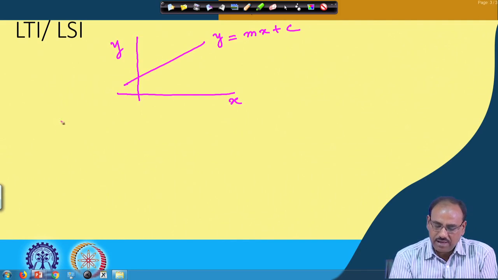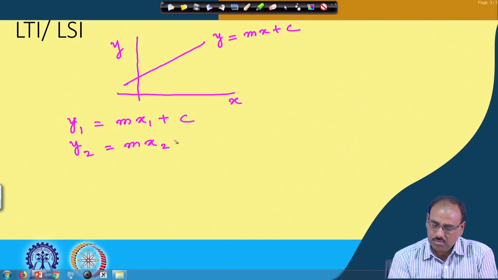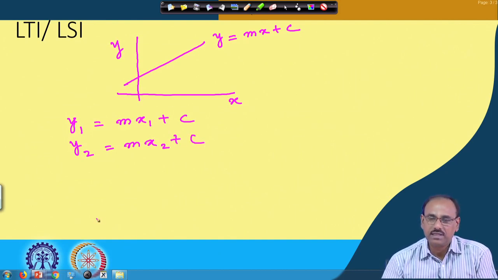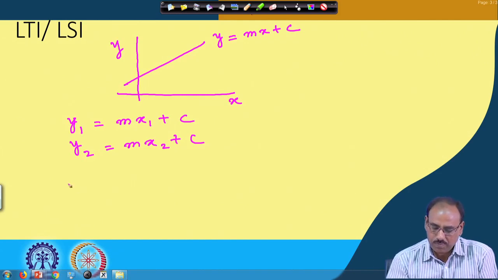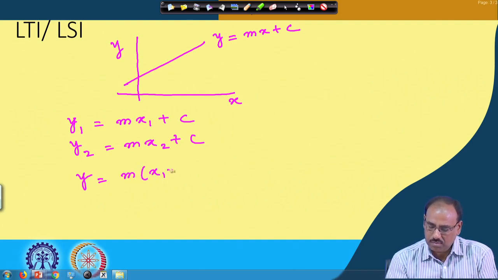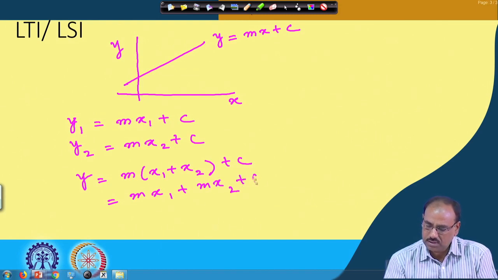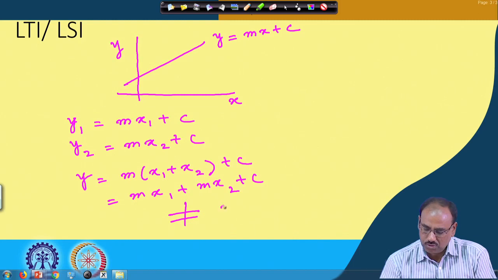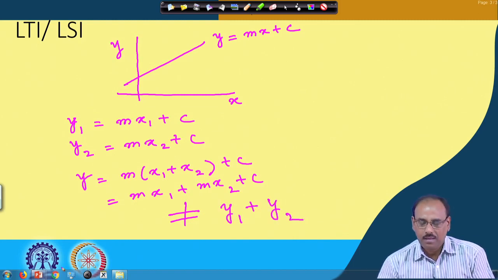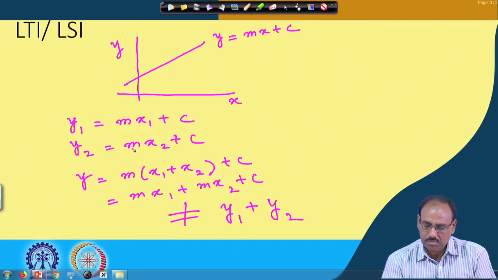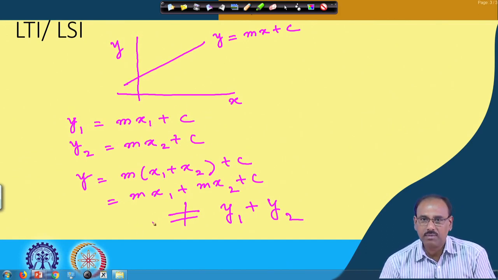So, over here given an input x1, y1 will be m x1 plus c, y2 will be m x2 plus c, and now if you give input as x1 plus x2, then my output will be say y, which is m into (x1 plus x2) plus c, which is nothing but m x1 plus m x2 plus c, which is not equal to y1 plus y2, because y1 plus y2 is m x1 plus m x2 plus 2c, which is not same as this.